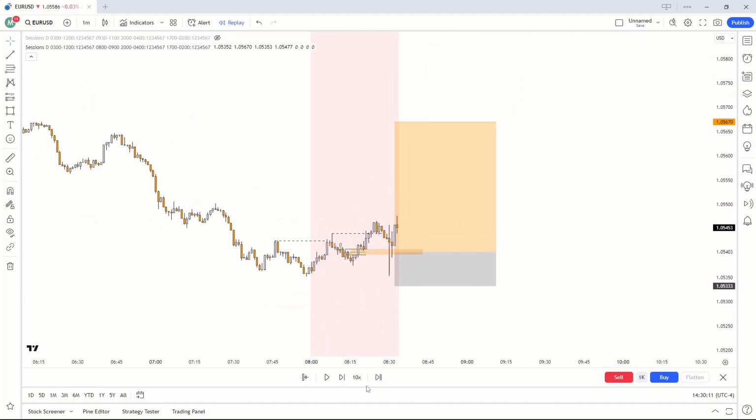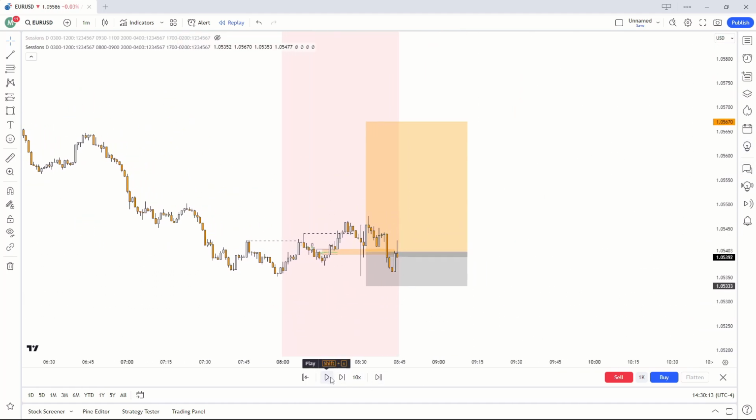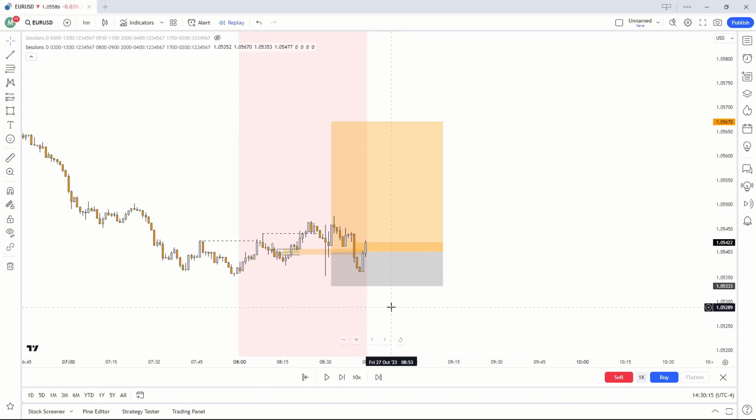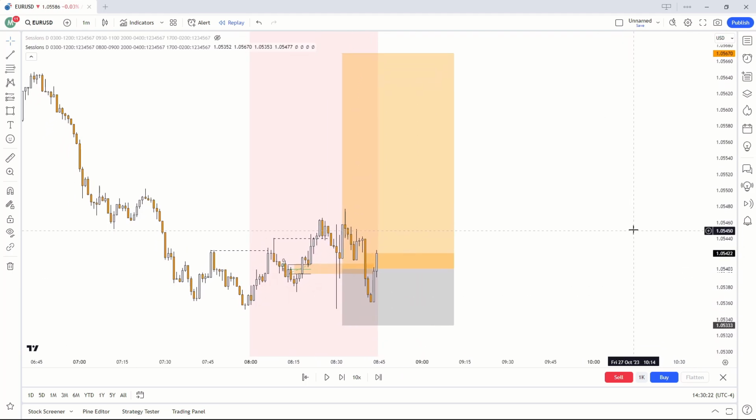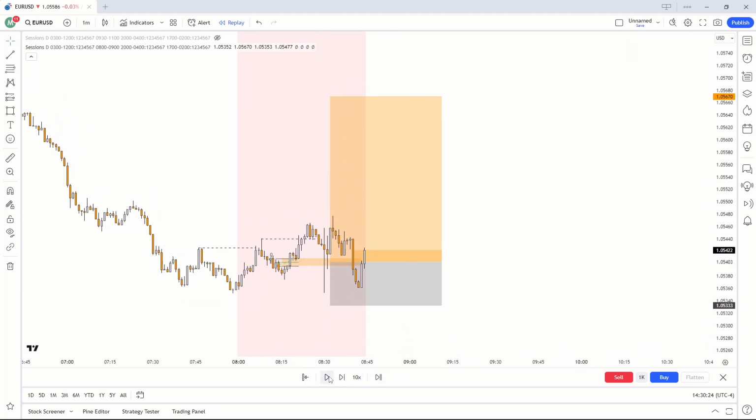So as you can see, we do end up in drawdown once more right here. However, that is absolutely fine, guys. This is trading. I'm not trying to show you guys some unrealistic view of trading. You will be in drawdown sometimes. However, it's about trusting the process and trusting your setup and analysis.